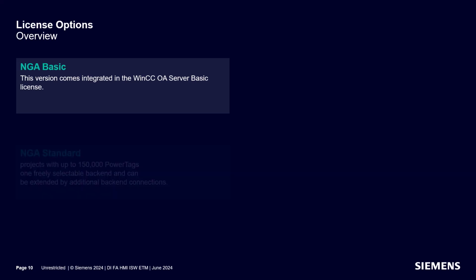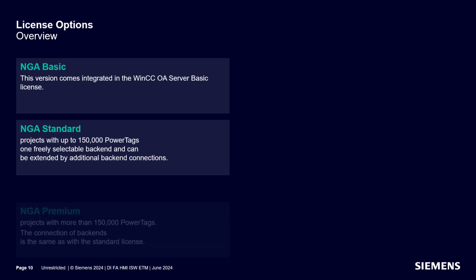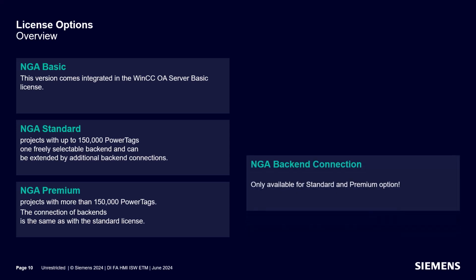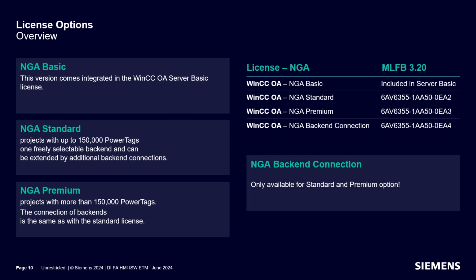The NGA Standard License is suitable for projects with up to 150,000 power tags and includes the option to connect one freely selectable backend, which can be extended with additional backend connections. The NGA Premium License is designed for large projects with more than 150,000 power tags and allows the connection of multiple backends. The NGA backend connection enables the connection of another freely selectable local or remote backend for the next generation archiver. It is only available for standard and premium option. Please note that there are specific MLFB numbers available for all these options in version 3.20.